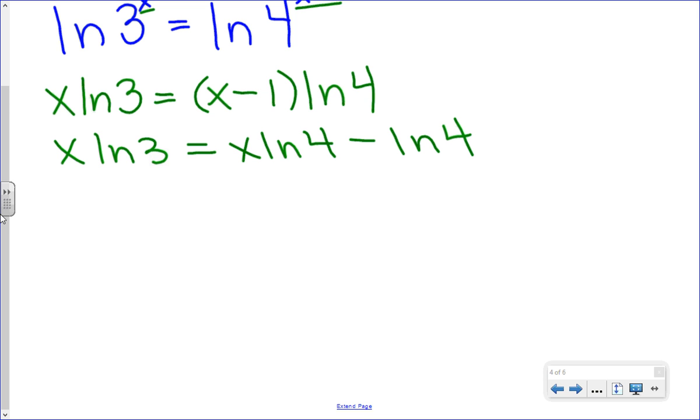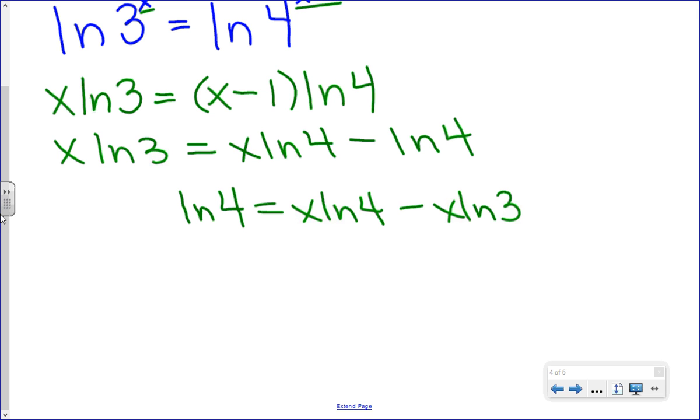So what I'm going to do is leave x natural log of 4 right here. I'm going to subtract x natural log of 3 to be with it. And then since this negative natural log of 4 doesn't have an x, I'm going to add it over to the other side. So everything that had an x, I put on the right side. Anything that didn't have an x, I put on the left side. Now what can we do with this right side?